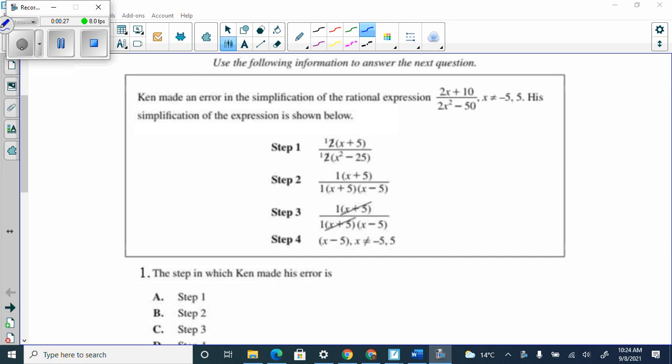Doesn't matter that I probably would have gone and done difference of squares first, then canceled. Does that matter? No. The person still did an error in what they did. They just didn't do it in the order that I would have done it, but it's not wrong. So the 2's cancel off and they put 1s.